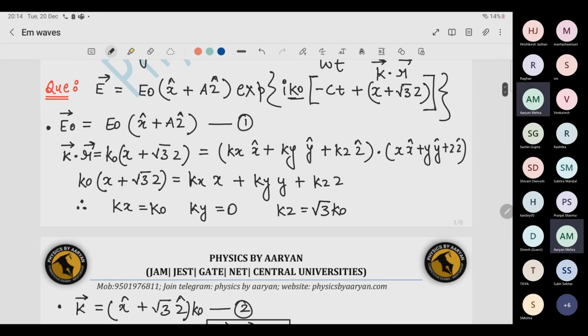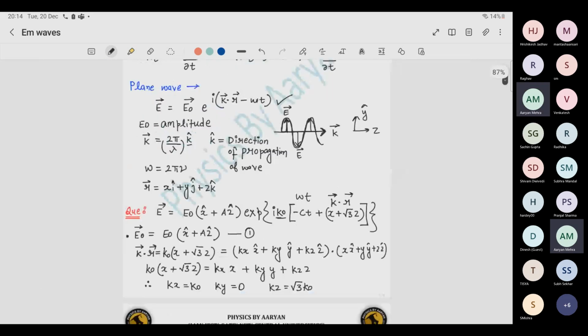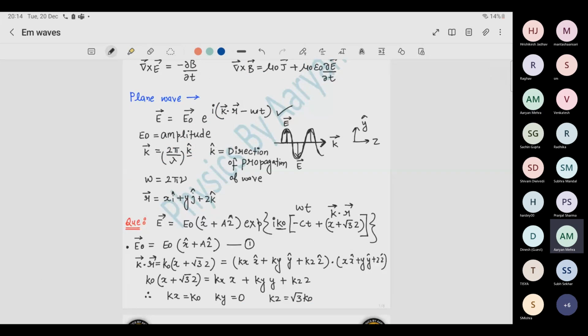Yes, sir. How do you find the k vector? Bhaiya, can you show me the first page, the first form? Okay, this is the first page. Yeah, you can see that. Right. Okay, thank you.